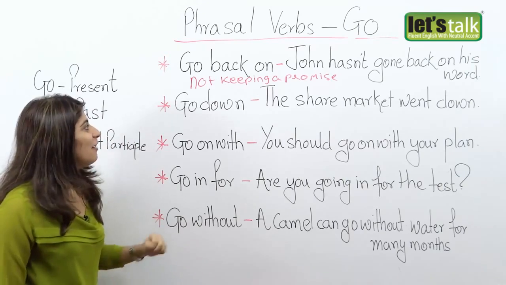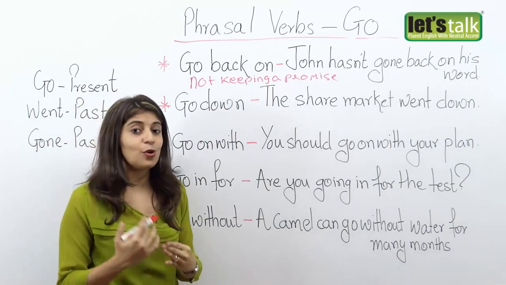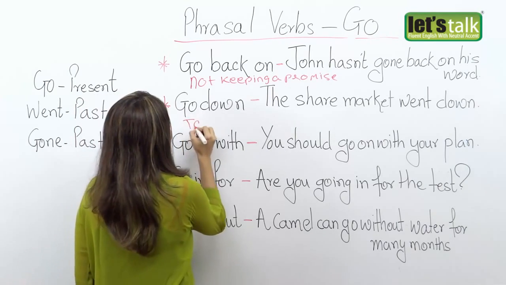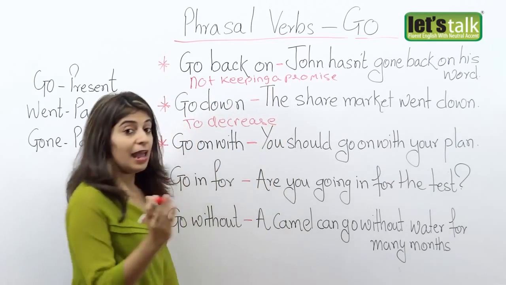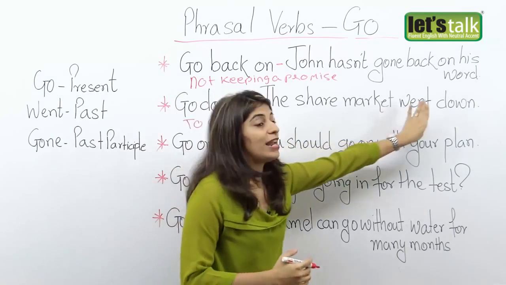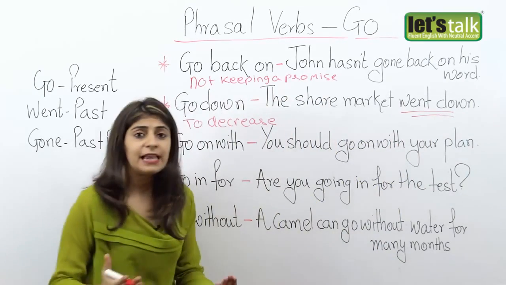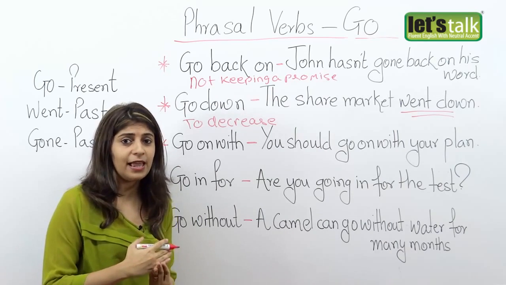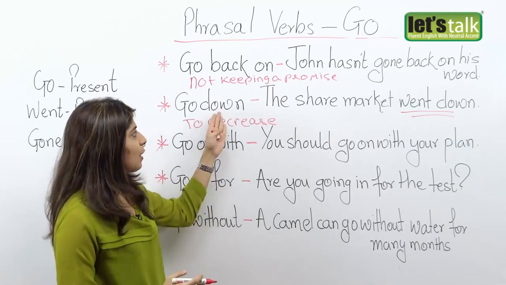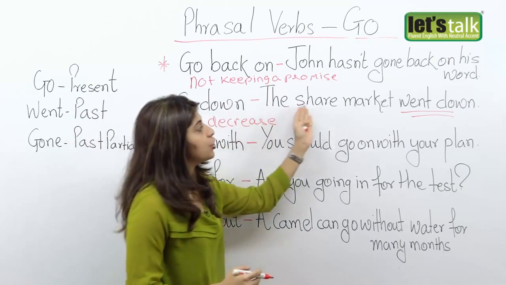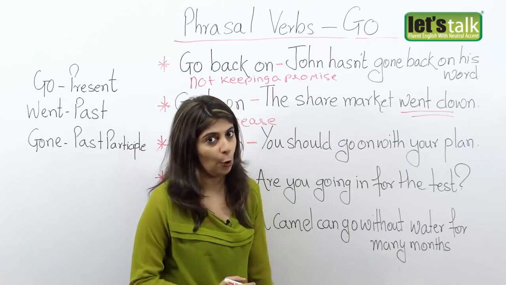Now the next one we have is go down. Go down is basically to reduce or to decrease. I have a sentence here, the share market went down. So the share market went down means that it has decreased, okay? It's not doing very well and this time it has decreased, right? And that's why we are using the phrasal verb, the share market went down, okay? And here it's the past of the verb go.